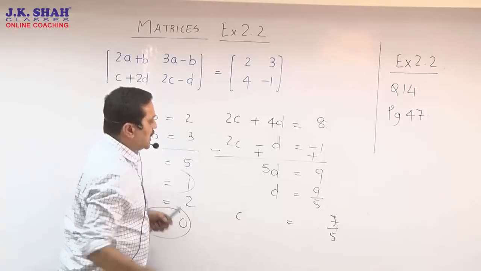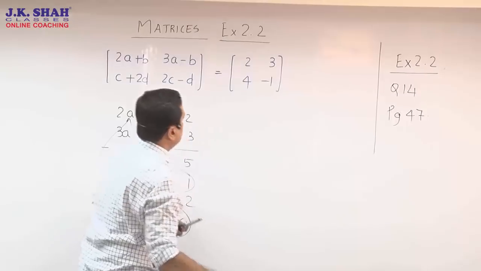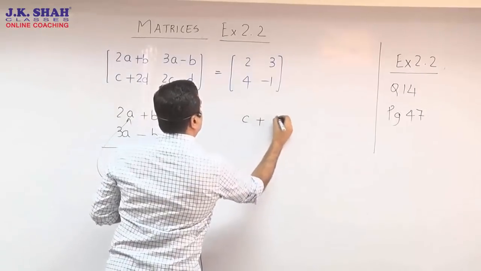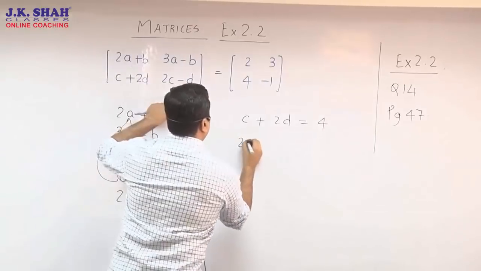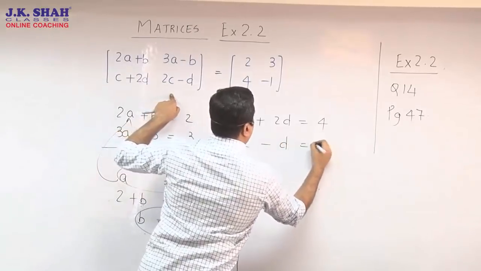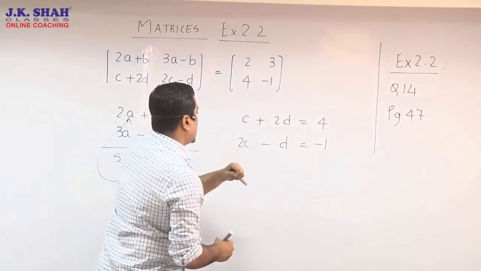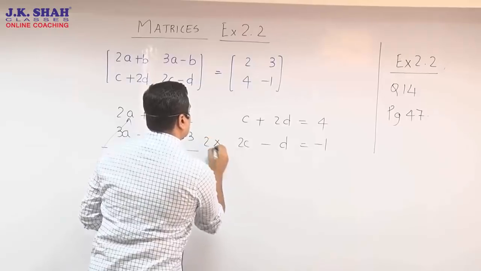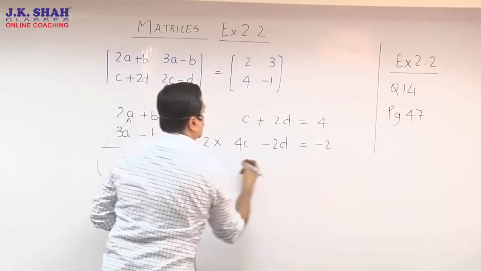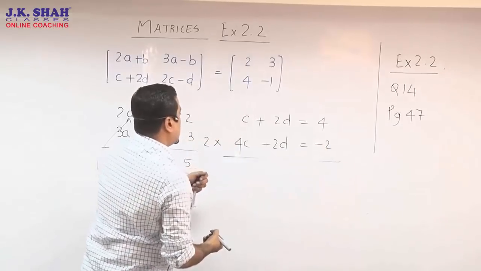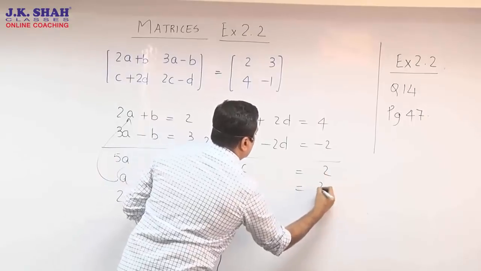Can we have one more look at that? Let's make it quick. I have c plus 2d equal to 4 and 2c minus d equal to minus 1. So let us make a small change. I will try to multiply the second equation by 2. That's going to be 4c, 2d and 2. It's now simple adding. 5c is equal to 2. So c is equal to 2 by 5.